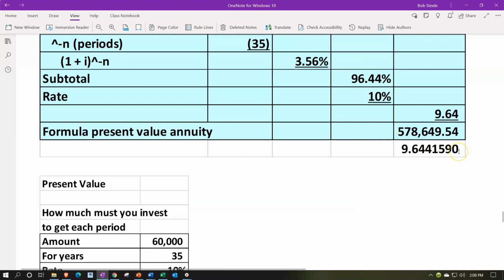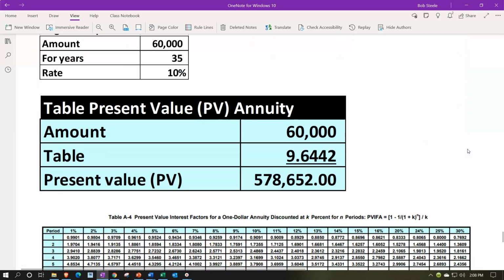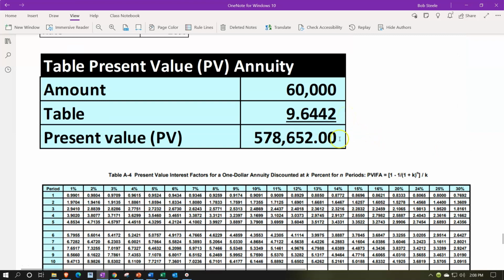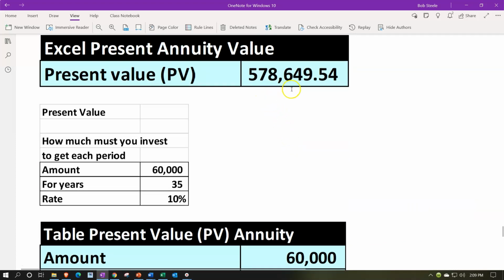We calculated it if we took it out to more than 4 decimals, 9.644159. Note that in this problem, we only showed it rounded to 9.64, but this was actually done in Excel, so we're really using the whole number, the exact number, even though it's only showing 9.64. Once again, get used to Excel, get used to electronic spreadsheets. Know that concept because in practice, it's useful. So 9.644159, and we have the 9.6442 rounded to 4 digits, resulting in this 578,652 being slightly different than the 578,649.